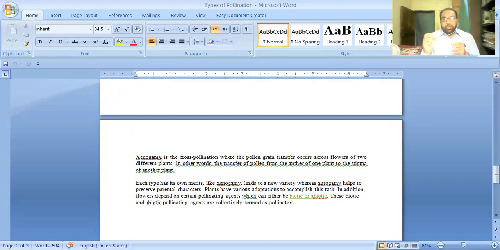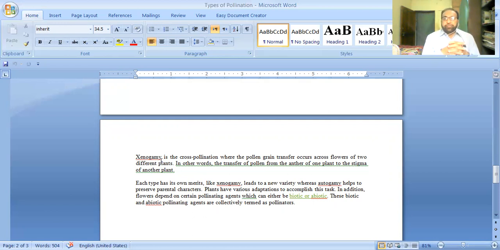Pollination is of two kinds: self-pollination and cross-pollination. Self-pollination has two important types, autogamy and geitonogamy, while cross-pollination has two types, xenogamy and hybridization. You are supposed to remember.